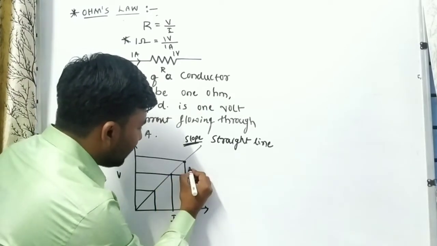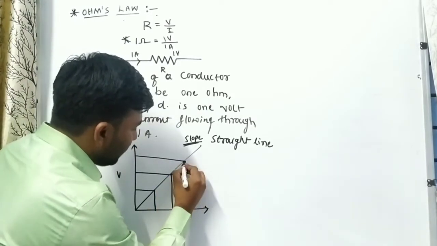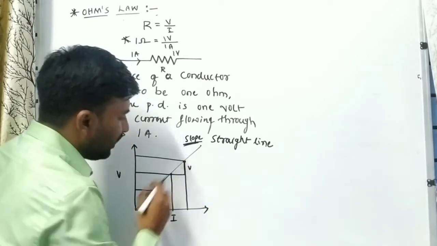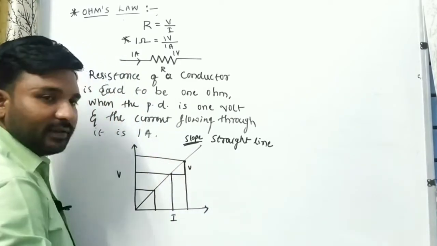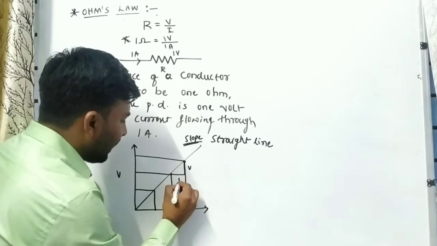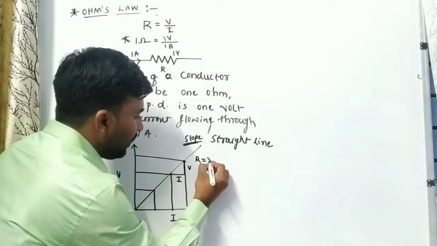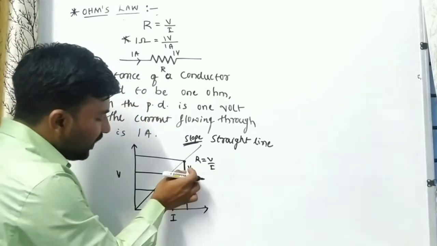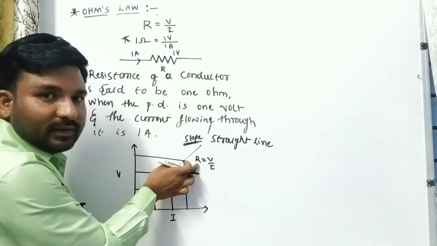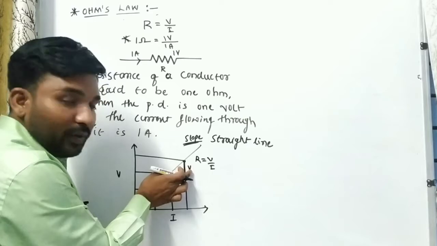So here this line indicates the potential difference. This is the potential difference and this will be the current. Now if we do R is equal to V by I, if you do V by I, you will get the resistance. Fine. You will get the resistance.